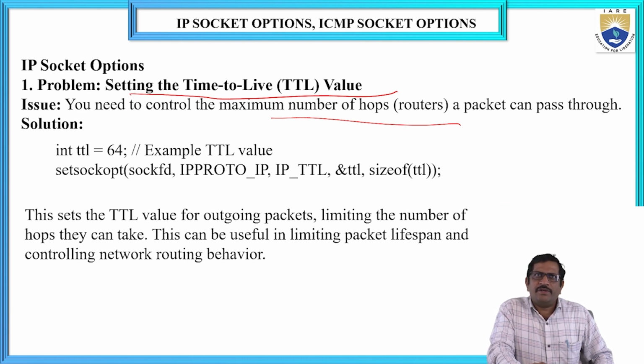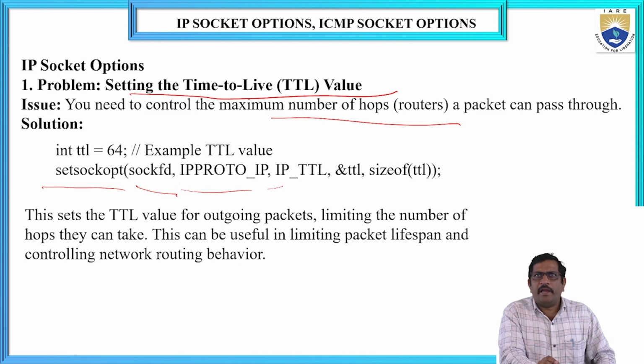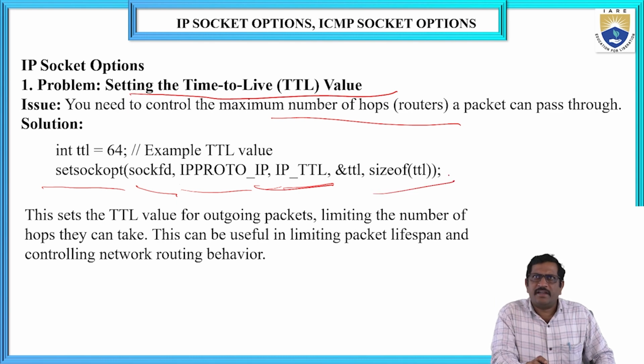The solution is int ttl = 64, an example TTL value, set with the setsockopt function: setsockopt(socket file descriptor, IPPROTO_IP, IP_TTL, &ttl, sizeof(ttl)). TTL is time to live. With this we are setting the time for each and every router for packet transfer from one network to another network.